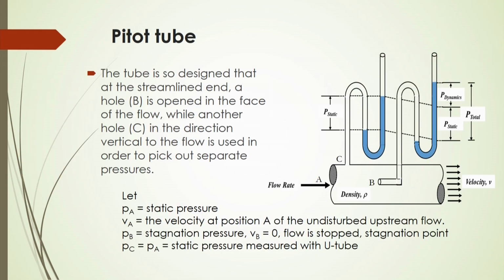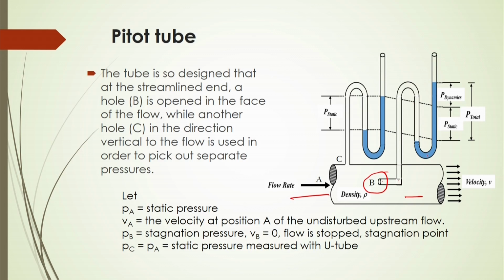And in this case the tube is to be designed in such a way that at the streamlined end there is a hole B as shown in the figure here. Let us see how it is actually installed. This is one pipe, and this is the flow at which the fluid will be flowing, and here this is your pitot tube, and the face of this pitot tube with hole B is facing the fluid flow.